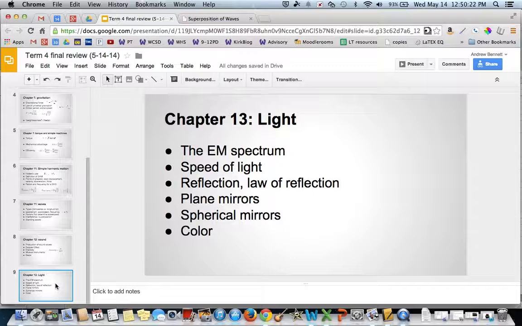And then Chapter 20, electromagnetic induction. We didn't do anything with that. I was just messing with you a little bit.